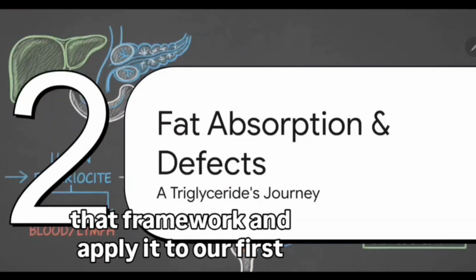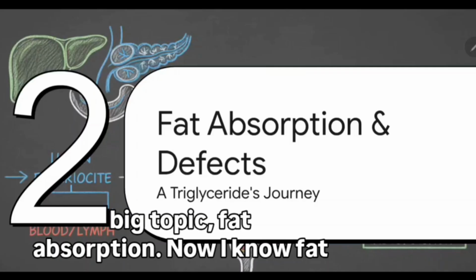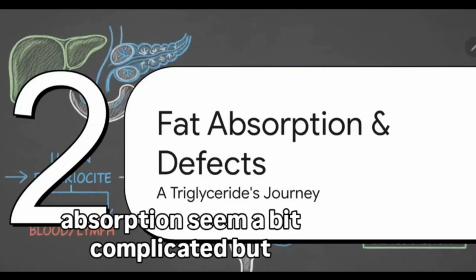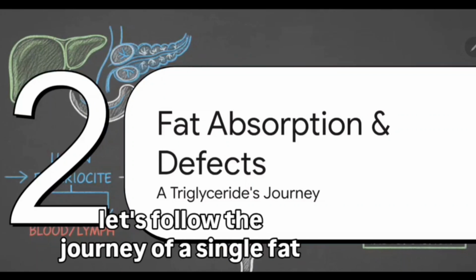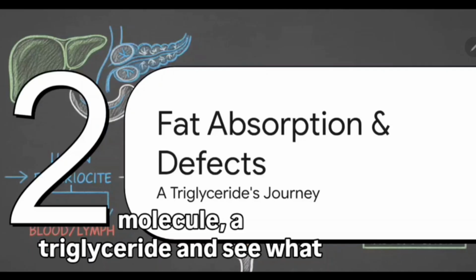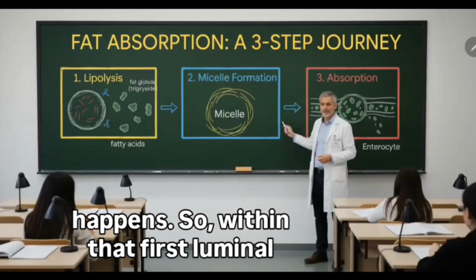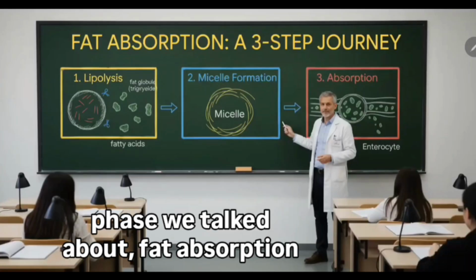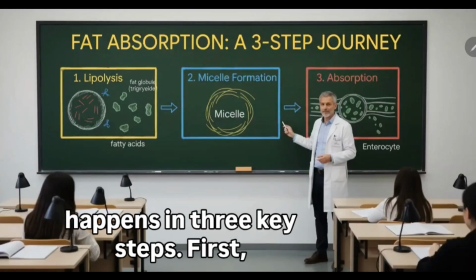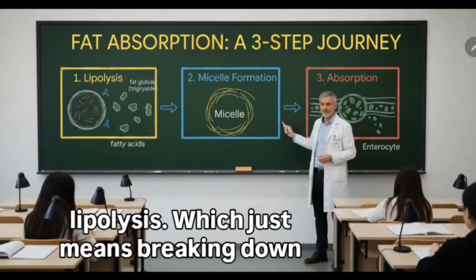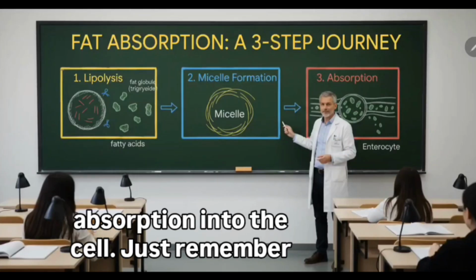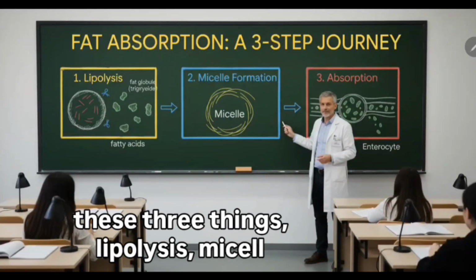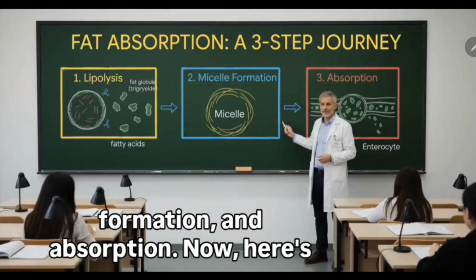Right, so let's take that framework and apply it to our first big topic, fat absorption. Now I know fat absorption can seem a bit complicated, but it's super important clinically. So let's follow the journey of a single fat molecule, a triglyceride, and see what happens. Within that first luminal phase we talked about, fat absorption happens in three key steps. First, lipolysis, which just means breaking down the fat. Second, micelle formation. We'll see what that is. And third, the actual absorption into the cell. Just remember these three things: lipolysis, micelle formation, and absorption.